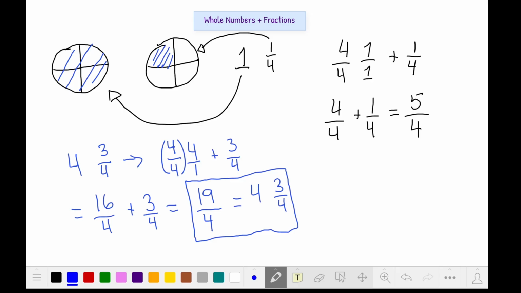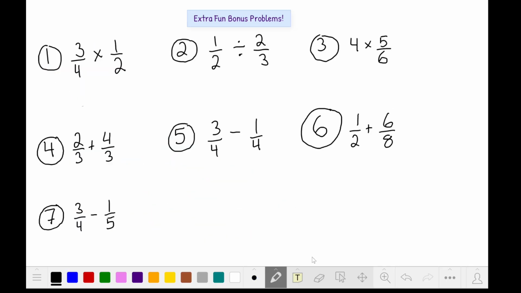Now that brings me to our extra fun bonus problems. All right, as always, we have our extra fun bonus problems to practice all of the techniques that we looked at and learned in this video. We've got multiplication, we've got divisions, we've got combinations of whole numbers with fractions, and you should be able to do all of these. I'll give you a second to hit pause so you can try and do them on your own, and then I'll write down the correct answers so that you can check your answers with my answers.